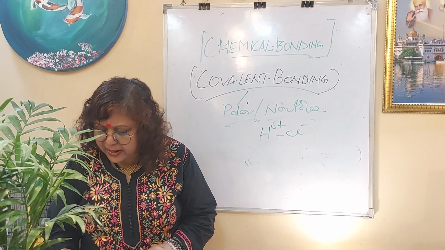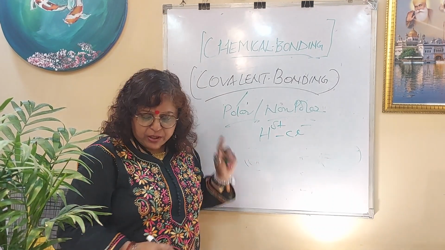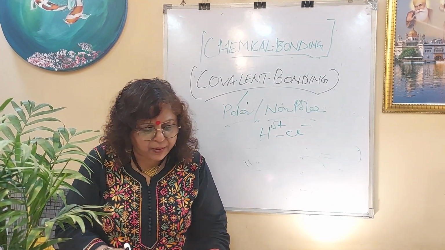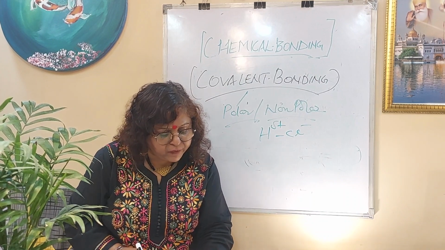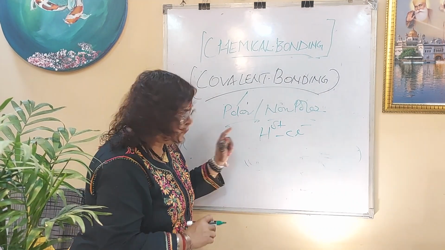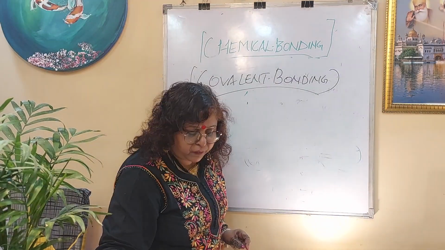The bond formation is shown in your book. Formation of hydrogen molecule I showed you, chlorine molecule I showed you, electronic dot structure of these I showed you, hydrogen, chlorine, also nitrogen. And if you want to see the bond formation of water, for example, water, it will be like this.